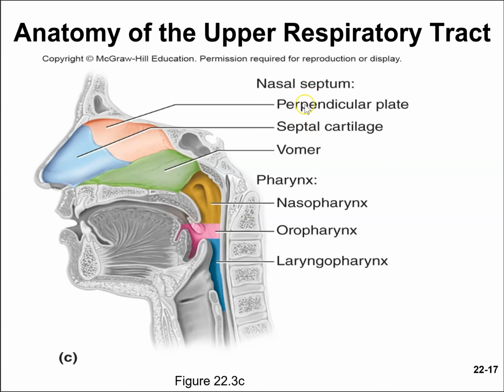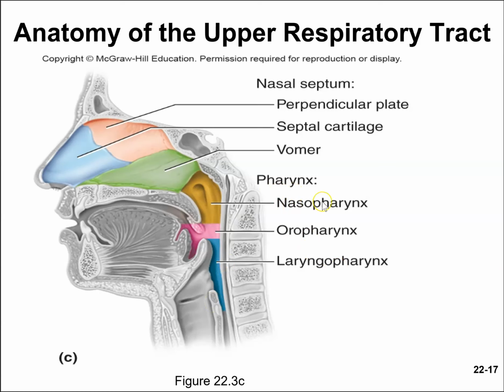So here you see the nasal septum, which contains the septal cartilage, vomer, which is a bone, and the perpendicular plate right over here. And right under the nasal cavity, the region is known as pharynx. So this region is the pharynx. The pharynx can be divided into three regions: the nasopharynx, which is connected to the nasal cavity, the oropharynx, which is connected to the oral cavity, and the laryngopharynx, which is connected to the larynx.